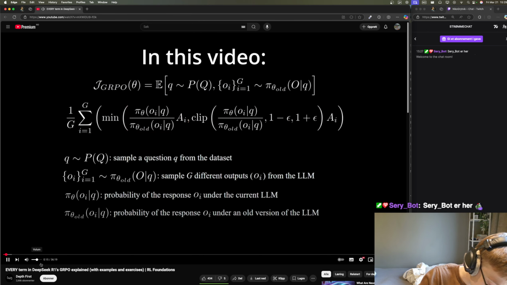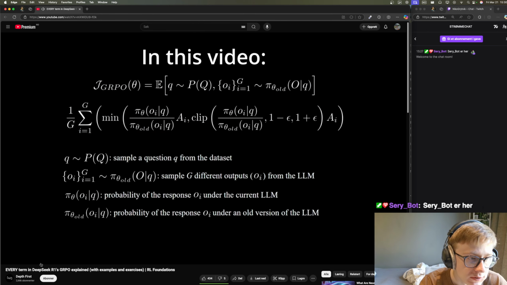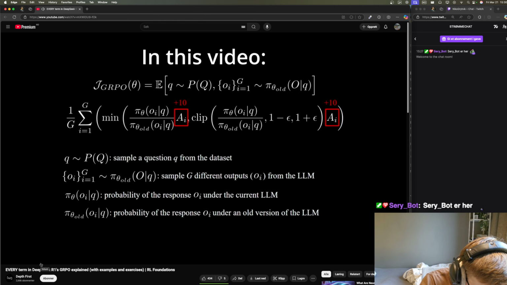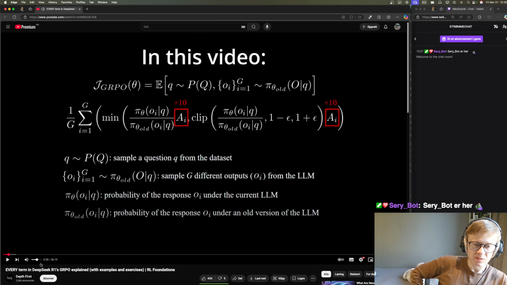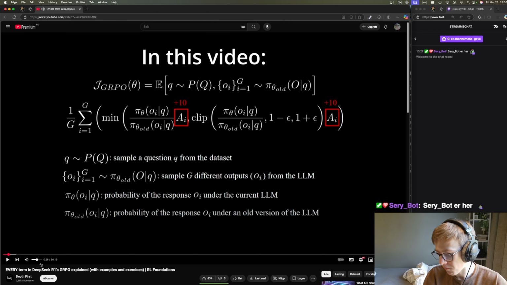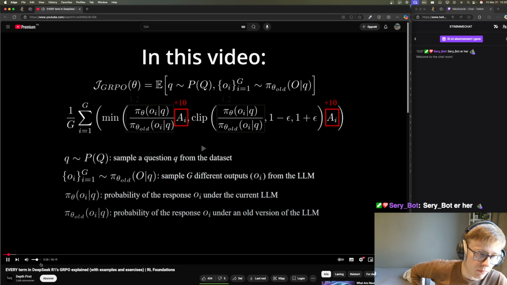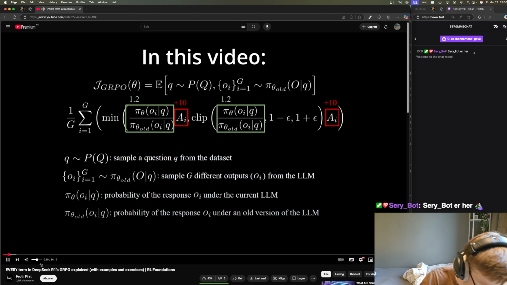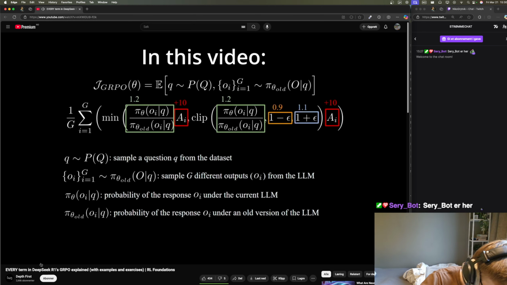Say that you're considering a response, O of I, that got a really high advantage. Let's say the advantage is 10. And right now, your model has already assigned a higher probability to it compared to the old model by a factor of 1.2. So this ratio is going to be 1.2. And let's say we've set epsilon to 0.1. Now consider, what would this objective incentivize the model to do in this particular case?